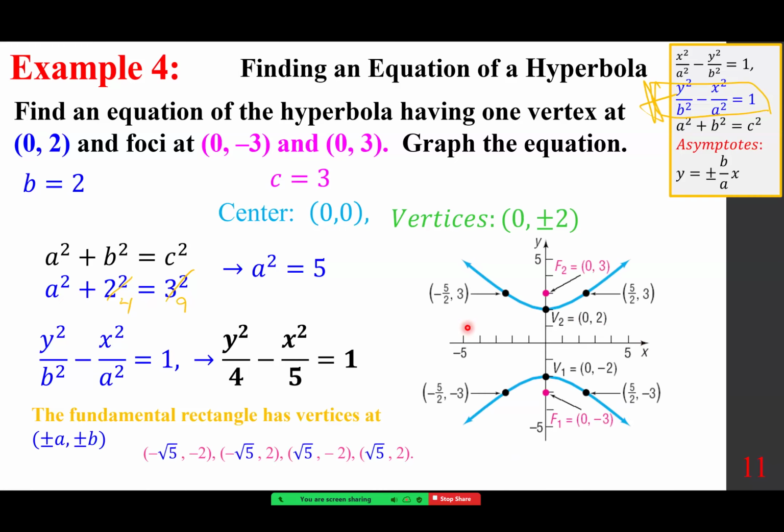Again, here's the x-axis, here's the y-axis, here's the transverse axis, here's the center. Here are the vertices at (0, 2) and (0, negative 2). Here's focus 1 at (0, 3) and focus 2 at (0, negative 3). Here's the graph. I'm going to leave it for you to draw the fundamental rectangle as well as the asymptotes.